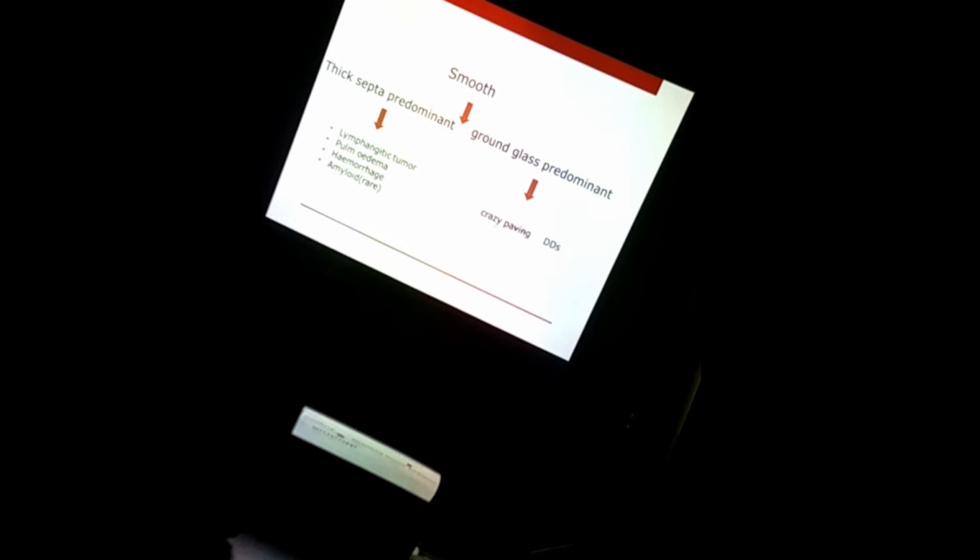If you have smooth interseptal thickening, you see whether it is ground glass predominant or not. If there is interseptal thickening which is smooth and associated with ground glass haze, this picture is known as crazy paving. And if there is interseptal thickening and no ground glass haze, then this patient can have pulmonary edema, hemorrhage, amyloidosis, or lymphangitic spread of the tumor. But remember, in all these conditions there can be ground glass haze, but interseptal thickening will be more obvious.